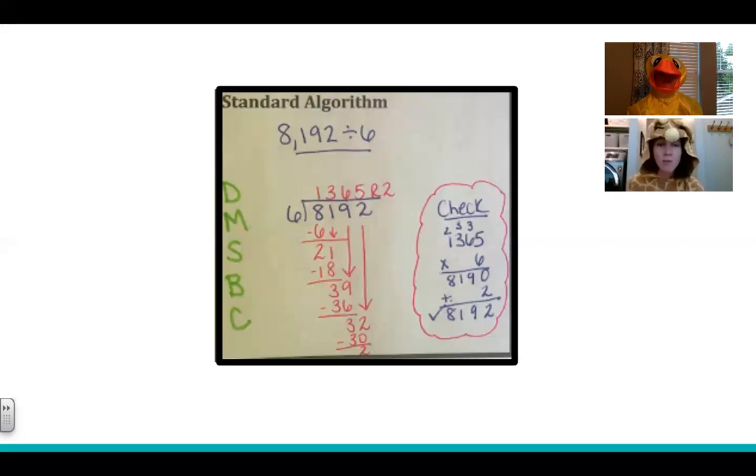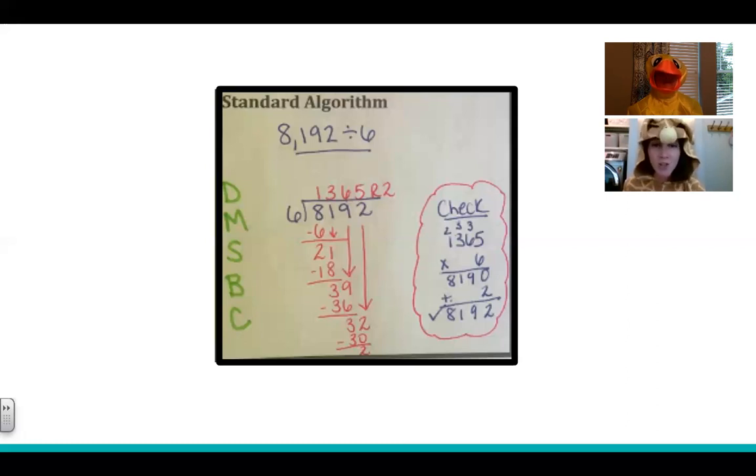So I know 6 times 3 is 18. So 3 groups, put that on the roof. And then 21 minus 18 is 3. Again, bring down the 9. You keep going until there's no more numbers to bring down. So now we have 39. Well, I know 6 times 6 is 36. So that means I can take 6 groups of 6 from 39. This goes again on the roof.